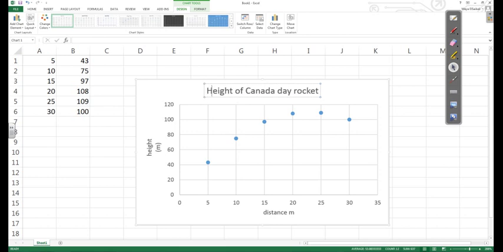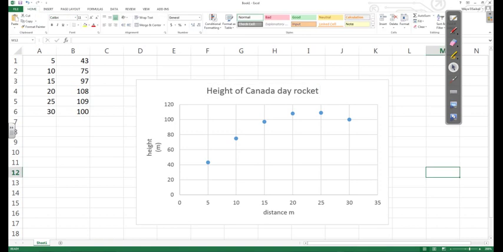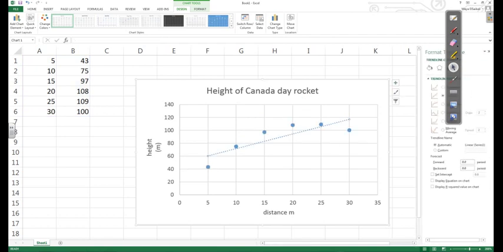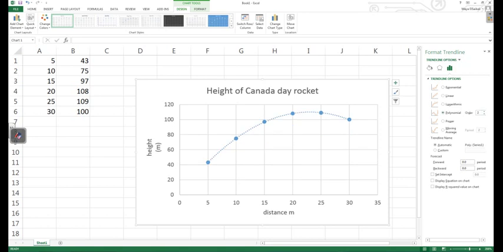Now, you see that this is kind of a parabolic shape. But even if you don't see it and the question is asking you for a parabolic, you're going to have to do parabolic. You're going to press on any point, right click, add trend line. You're going to see the different trend line options. You're going to pick polynomial, and it says next to it order 2. Order 2 means it's quadratic.